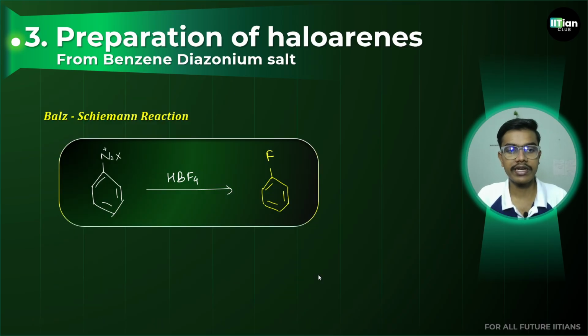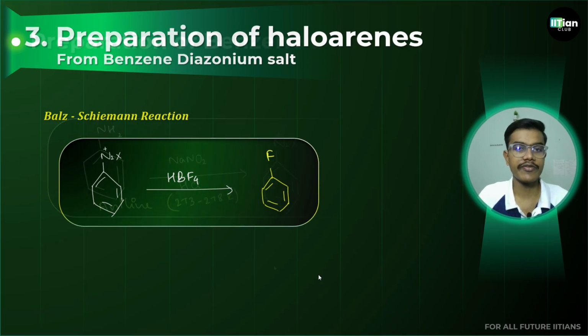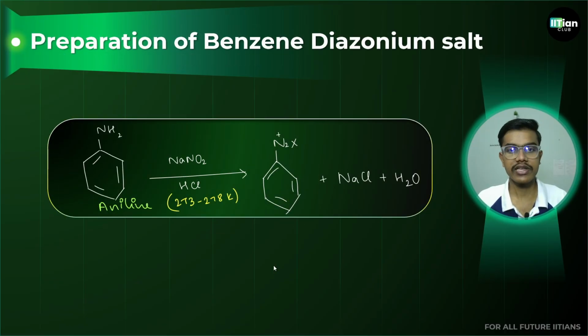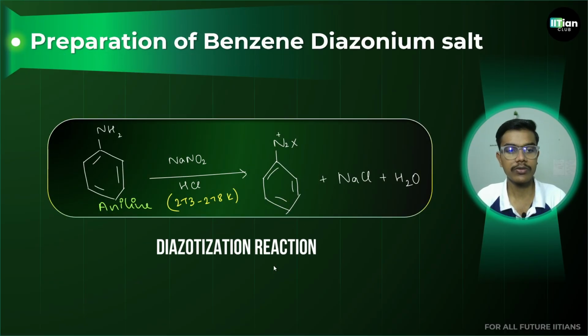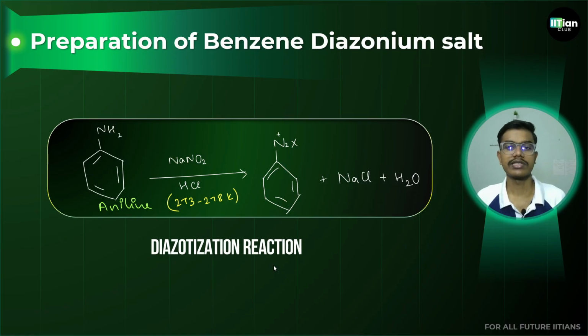Then we have Balz-Schiemann reaction, which is specifically for the creation of fluoroarenes, and we are using the reagent HBF4. And if you are wondering how benzene diazonium salt is prepared, this is how, from aniline. When you are treating it with NaNO2 and HCl at a temperature of 273 to 278 Kelvin, you'll be getting benzene diazonium salt. In JEE Mains or NEET, they can give this as the first step, and then they can give the next step as Sandmeyer, Gattermann, or Balz-Schiemann, anything.